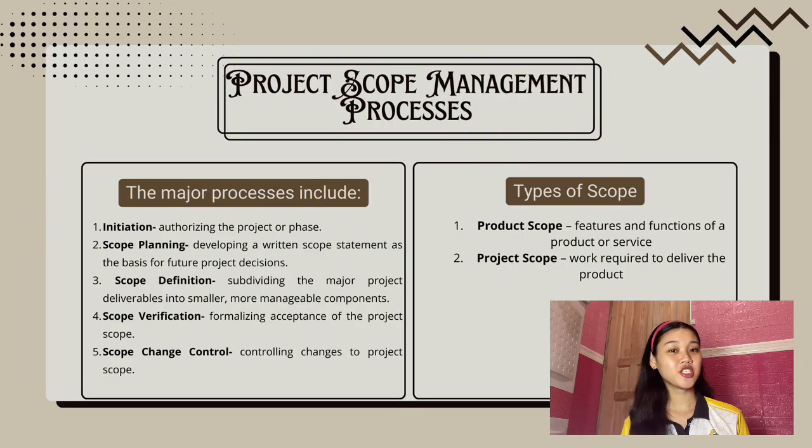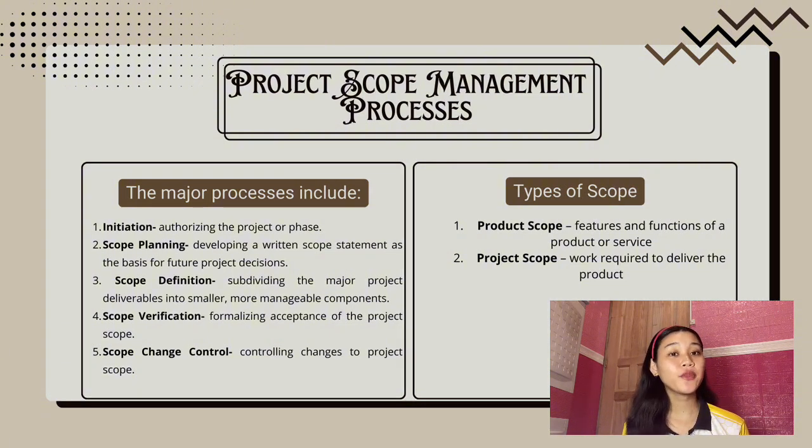Project scope management consists of 5 important processes. These processes guide the project from its authorization up to controlling any changes that may happen during the project. This includes initiation, which is about authorizing the project or phase. Second is the scope planning, which is about developing a written scope statement as the basis for future project decisions.